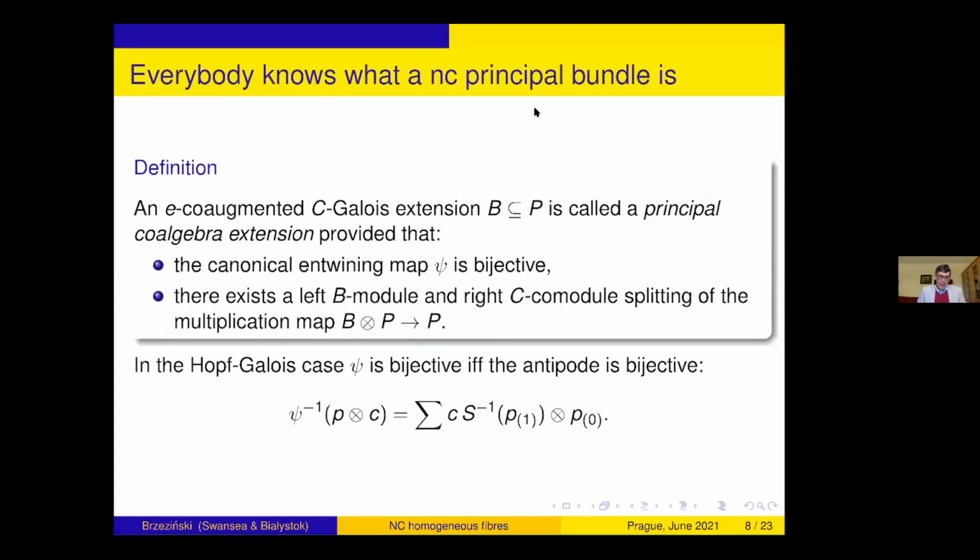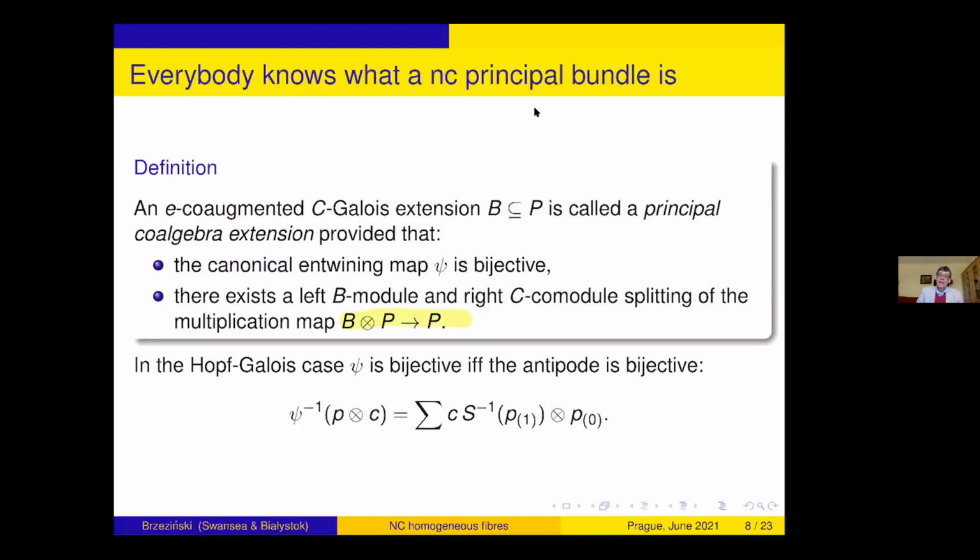Okay. Right, so now there's a final definition leading to what a non-commutative principal bundle is in this algebraic setup. So an E-augmented principal algebra extension is an E-augmented C-Galois extension in which the canonical entwining map psi is bijective, and there exists a strong connection, which means a left B module and right C comodule splitting of the multiplication map, P tensor P to P. Well, there exists a left B module, right C comodule splitting.